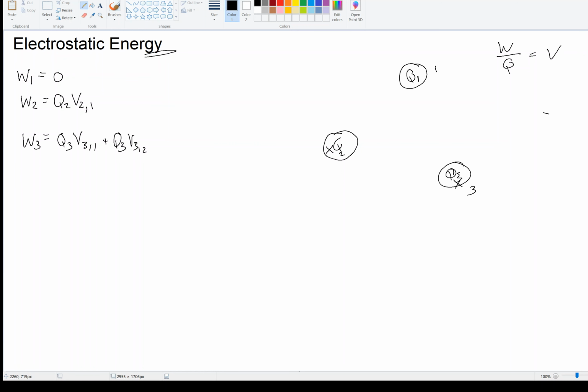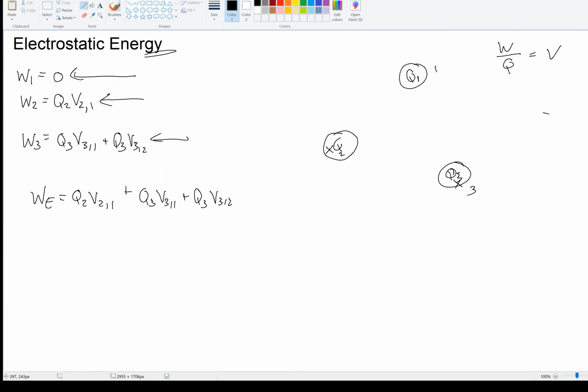And so the total work to assemble those three things, I'm going to draw a subscript E for electric energy, is Q2 V2,1, this guy, plus Q3 V3,1 plus Q3 V3,2, this guy, plus this guy, right? 0.